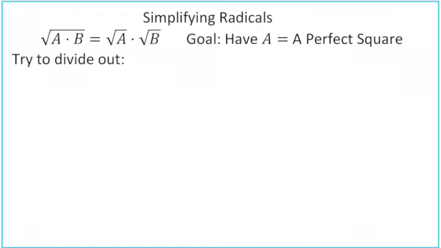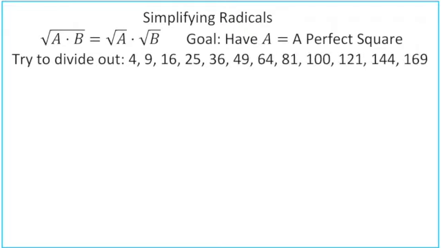So we're trying to divide out 2 squared, which is 4, 3 squared is 9, 4 squared, which is 16, 5 squared is 25, 6 squared is 36, and so on. So there's your long list of some of our first perfect squares. Notice we don't care about 1 squared, because when you divide by 1, you don't change anything. So let's jump in and take a look at an example of how this works.